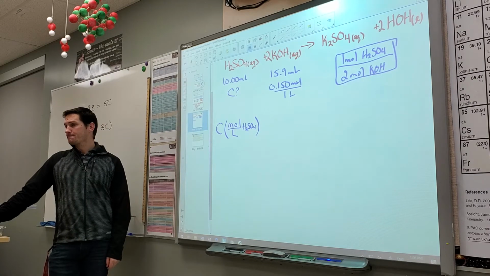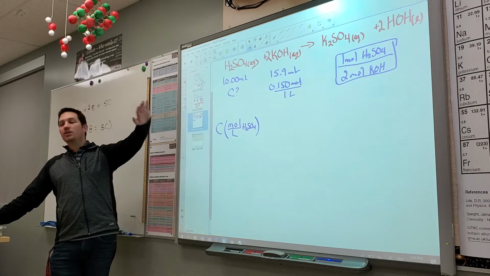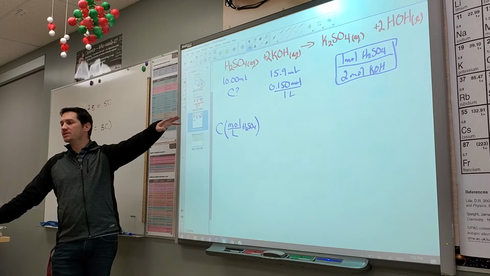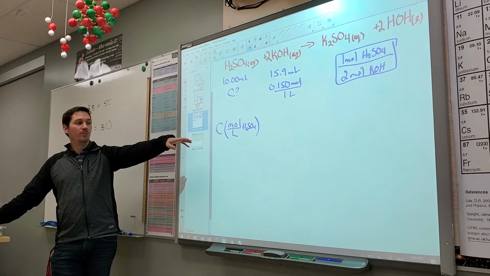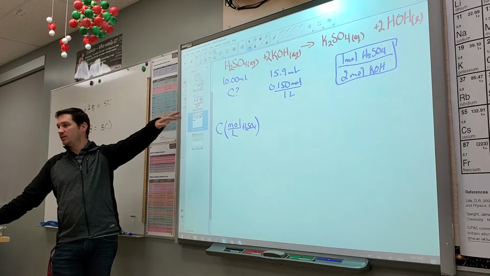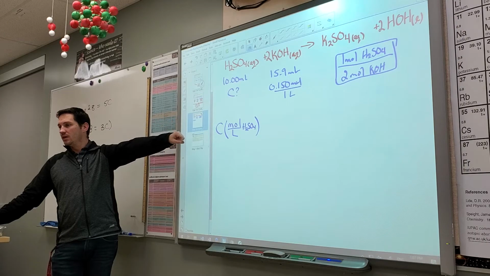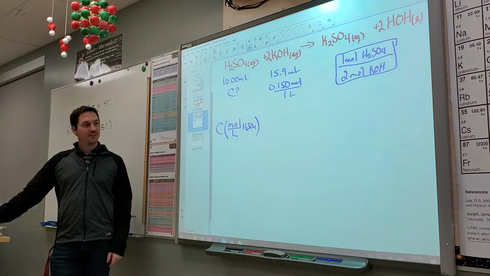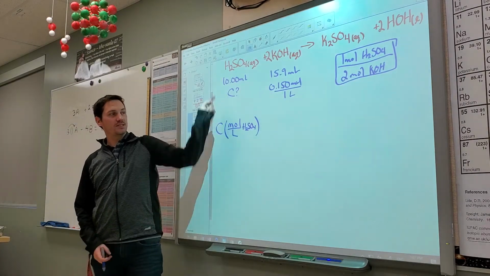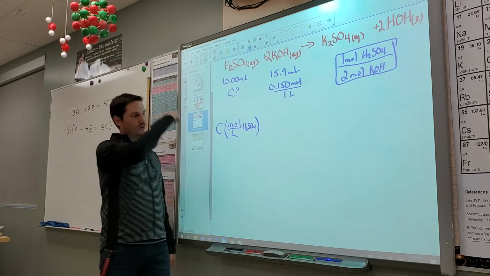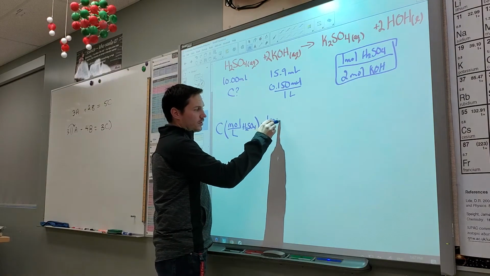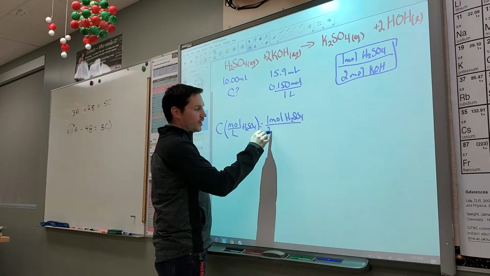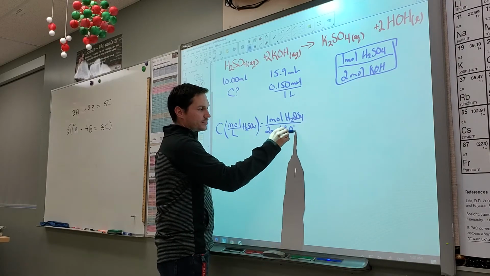So we're looking for the amount concentration in moles per liter. Quickly look up at your information, do you have anything to do with moles of sulfuric acid? Do you have anything to do with moles of sulfuric acid anywhere in your information? Yeah, the molar ratio. 1 mole of H2SO4 for every 2 moles of KOH.